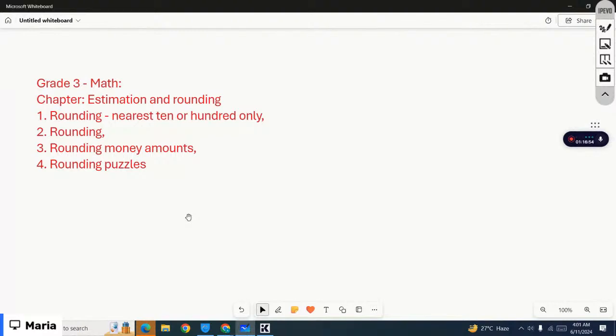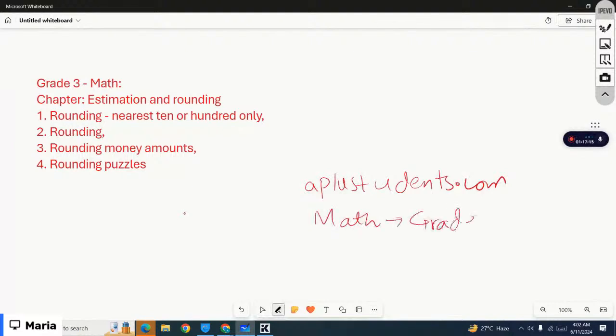We are here for grade 3 math. You can find all the lessons on aplusstudents.com. You have to log in there using your email address and password as provided by the administrator. Then you have to select math from the subject tab, scroll down to grade 3 and then click on view all lessons. There you can find a list of the chapters.